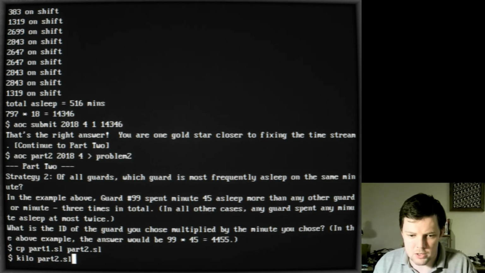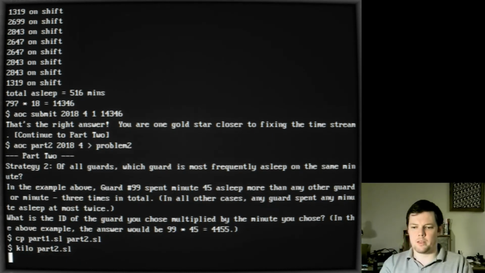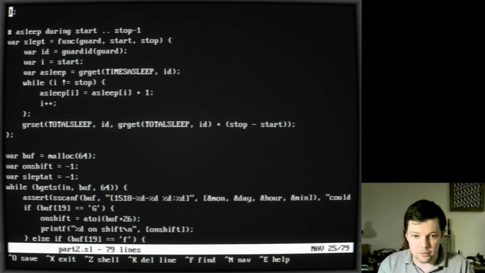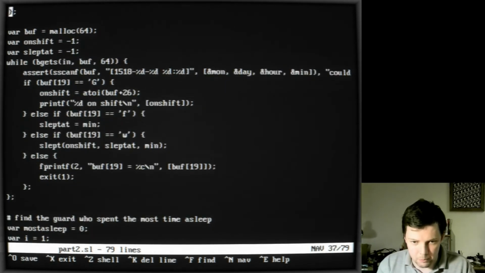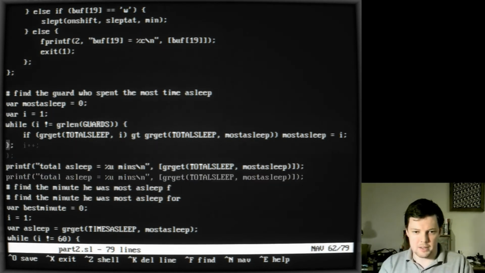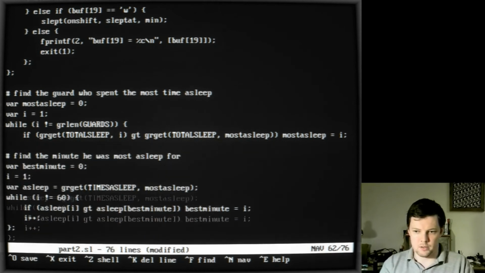Interesting that we don't need to use the day of the month, because I thought the day of the month rolling over was an obvious tricksy point for part two. So we don't care who spent the most time asleep. What we want to do is break this loop open, get rid of that.